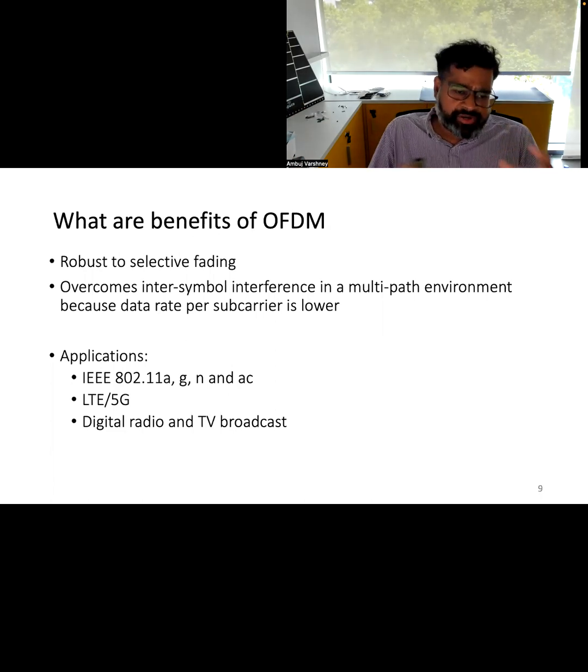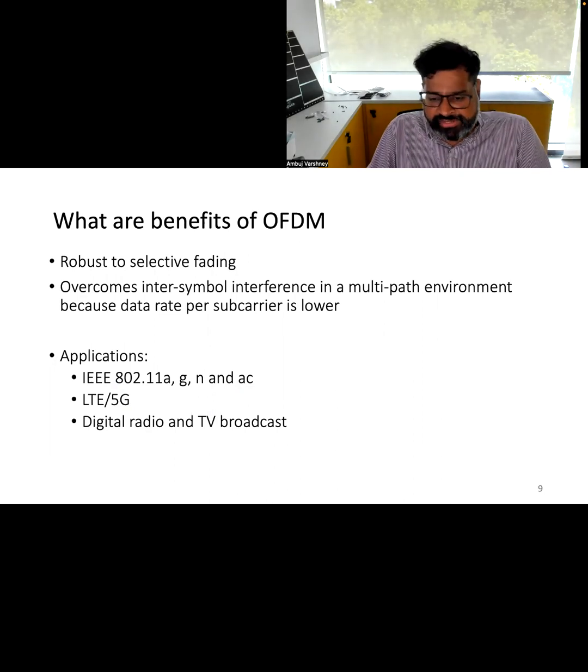And OFDM has now become, because of all these benefits that it offers, like high data rate, better bandwidth efficiency, and resistance to multipath, part of modern wireless standards like Wi-Fi and cellular radio. Even digital radio and TV broadcasts have started to use OFDM as a modulation scheme.